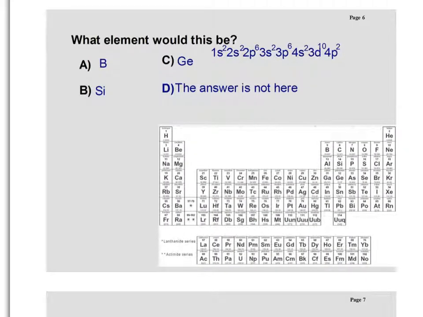All right, this question asks what element this is. So again, there's multiple ways you can solve this. One way you can solve this is by simply adding up the electrons.